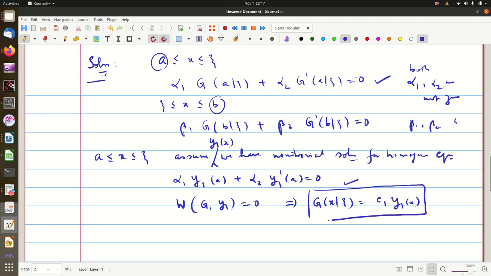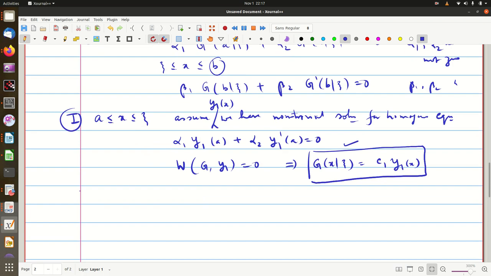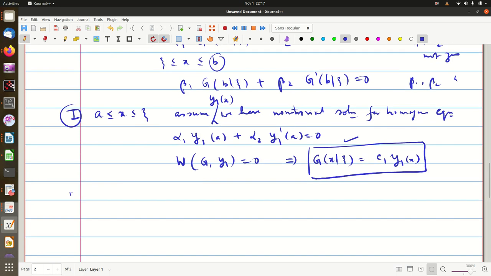So this is g of x comma psi in region 1. Similarly, if you consider region 2, xi less than or equal to x less than or equal to b, let us assume y2 of x is a non-trivial solution. In that case, we can show that g of x comma xi in this region should be equal to c2 times y2 of x.